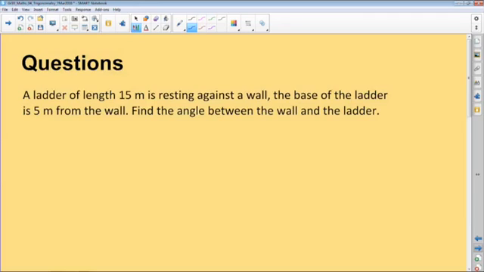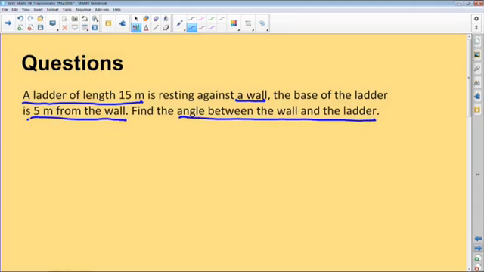It says a ladder of a length of 15 meters is resting against a wall. The base of the ladder is 5 meters from the wall. Find the angle between the wall and the ladder.